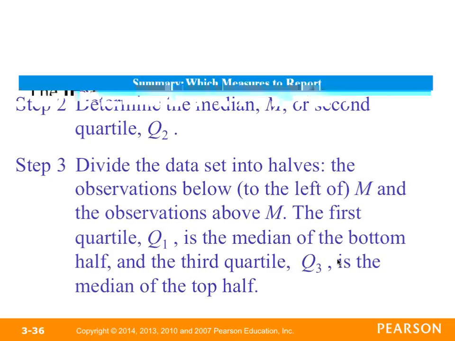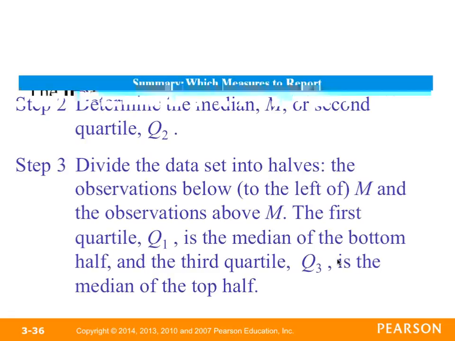So it says summary, which measures to report. If the shape of your distribution is symmetric, then you're going to be using your mean and your standard deviation. So those two things kind of go hand in hand. Chances are if you're looking at your mean, you're also going to talk about your standard deviation. But if you have a distribution that is skewed to the left or skewed to the right, then you're actually going to look at your median and your interquartile range as your measure of dispersion.